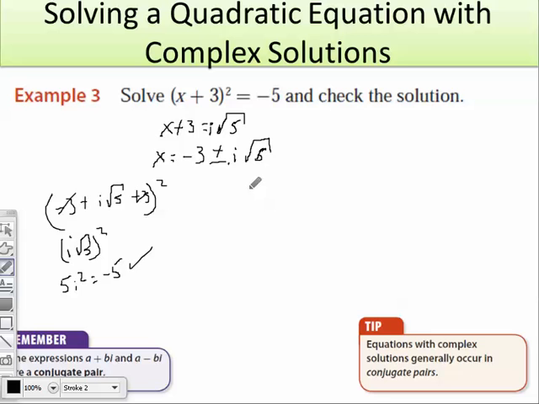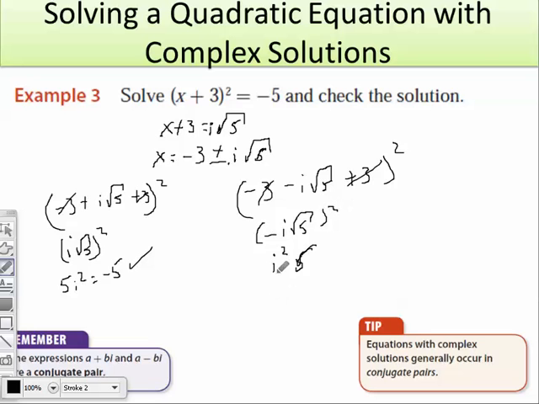Let's use the negative version of it here. We're going to get the similar type thing. Minus 3 minus i square root of 5 plus 3. Well, these are going to cancel each other out. And what are we going to be left with? Minus i square roots of 5. And that's i squared, because negative times a negative is a positive. I squared times the square root of 5 squared is 5. So that gives me negative 5, and check, that's the right answer.